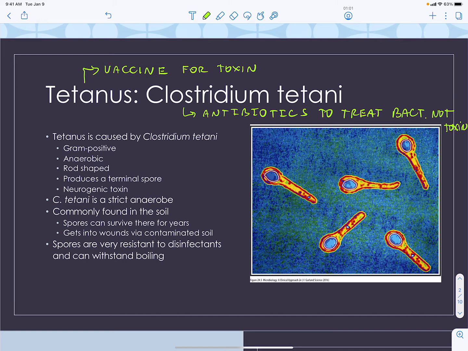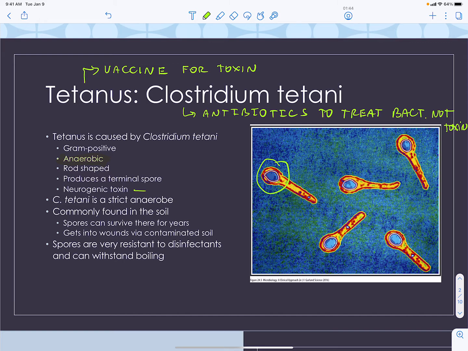So Clostridium tetani is going to be a strict anaerobe, and it's going to be a gram-positive bacterium. It has these terminal spores that it produces, so basically the bacteria is prepared if it gets into an aerobic environment to ball up into its little spore and protect itself from the oxygen. And then when it gets into an anaerobic environment, such as deep in the soil, that spore will germinate and will generate more of the bacterium. Now, it's going to have a neurogenic toxin, and that's what's going to cause the symptoms associated with Clostridium tetani.